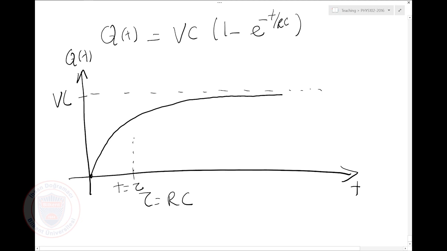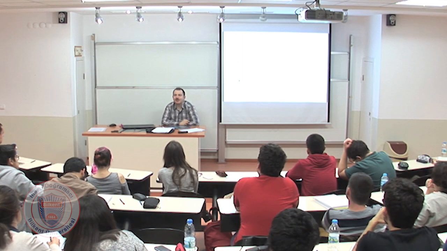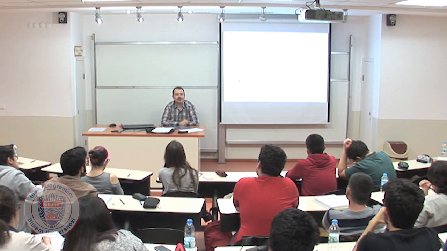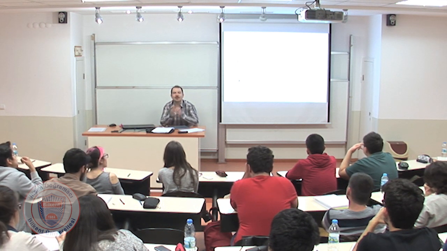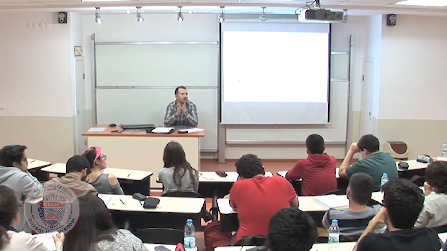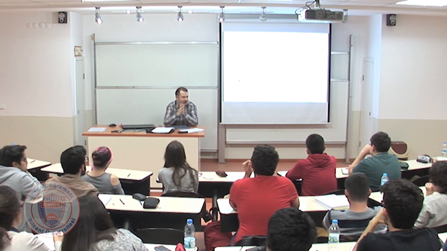So if t is equal to tau, I would have approached almost 2/3 of the way. If I wait for 2 time constants, I would approach, so this is going to be 1 minus 1 over e times Vc. This will be 1 minus 1 over e squared times Vc. So just as in my quiz question, if I wait for, let's say, 4 or 5 time constants, I would nearly fully charge my capacitor.